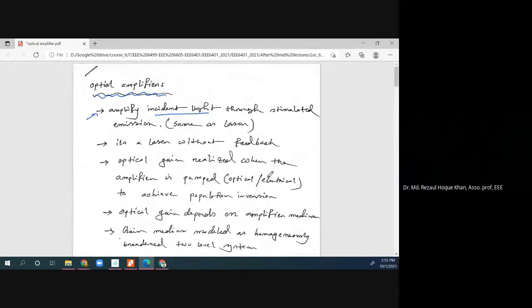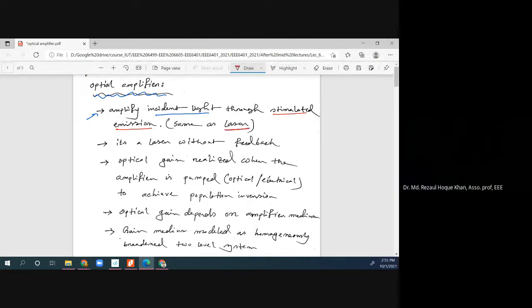Now, the basic job of an optical amplifier is to amplify light, which is the incident light, through stimulated emission. Now, this term is very familiar to us. Stimulated emission happens in the laser. So, an optical amplifier somewhat works like a laser. It works on the same principle as a laser. So it's a laser without feedback. In a laser, this feedback happens. In an optical amplifier, feedback does not happen. That's the only difference.